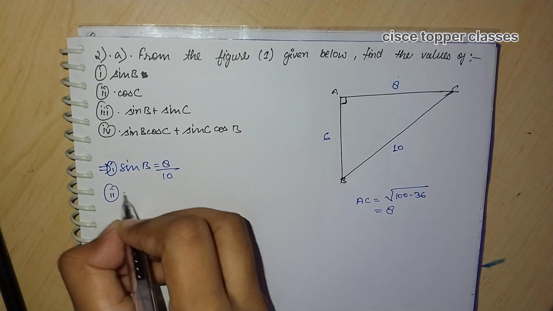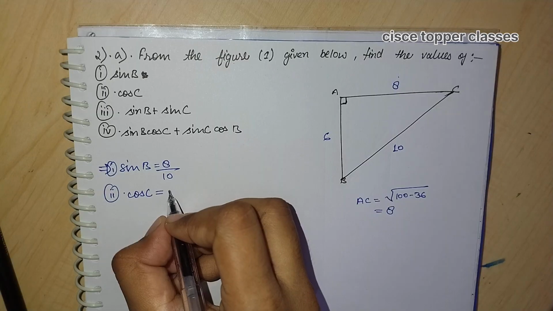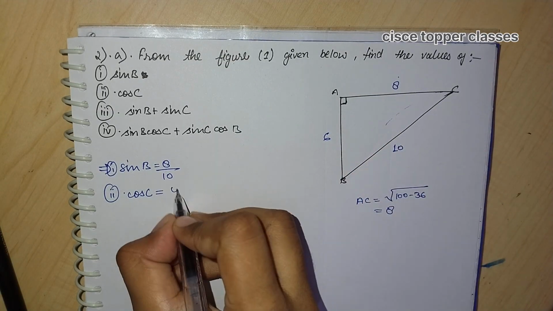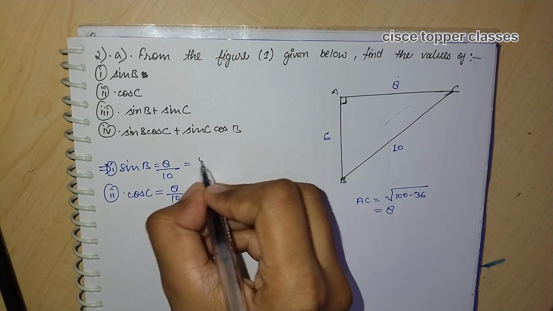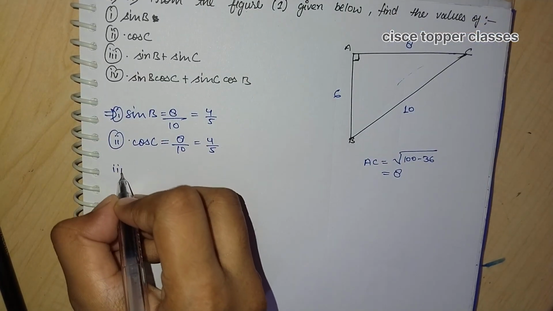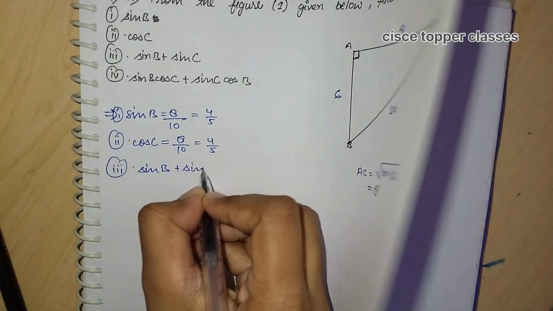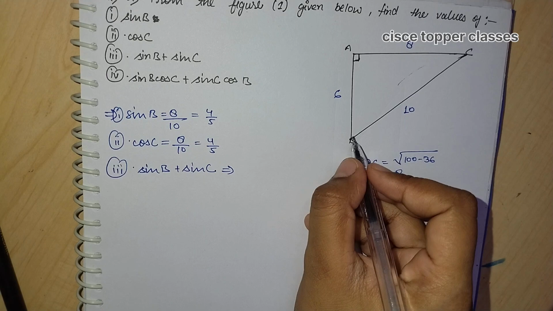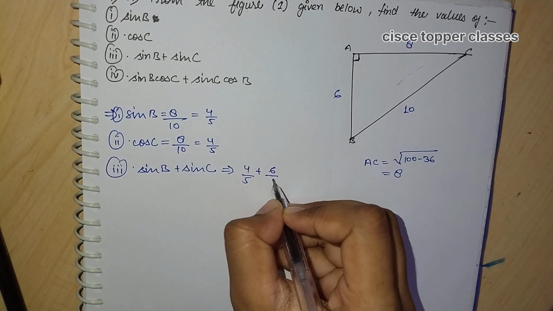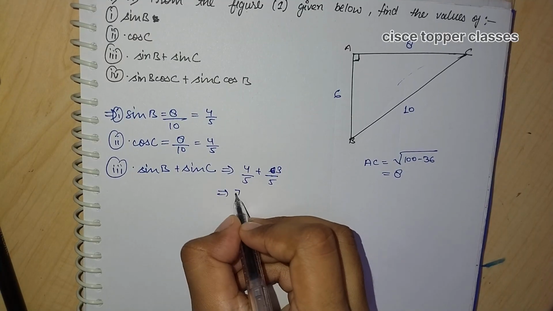Now the second part we have to find is cos C. Cos C will be base by hypotenuse, so 8 by 10. We can simplify as 4 by 5. Now the third part is to find sin B plus sin C. Sin B will be 4 by 5 and sin C will be 6 by 10, or we can say 3 by 5. So this will be 7 by 5.